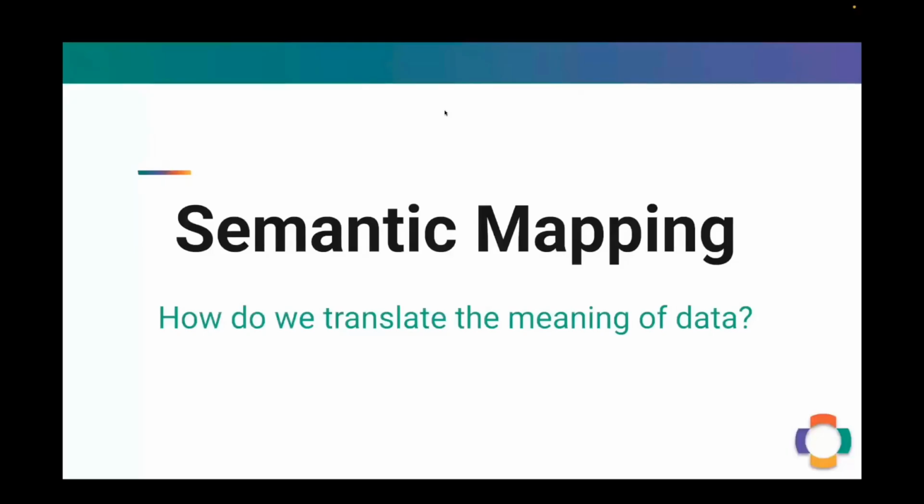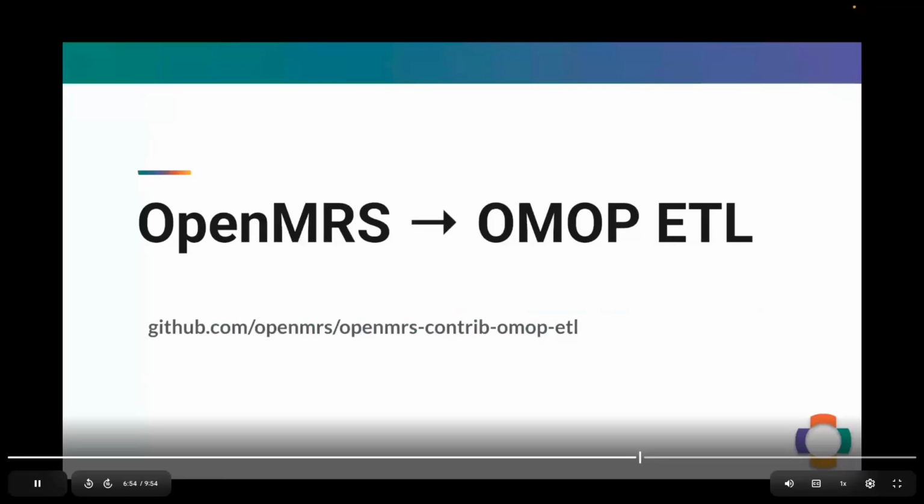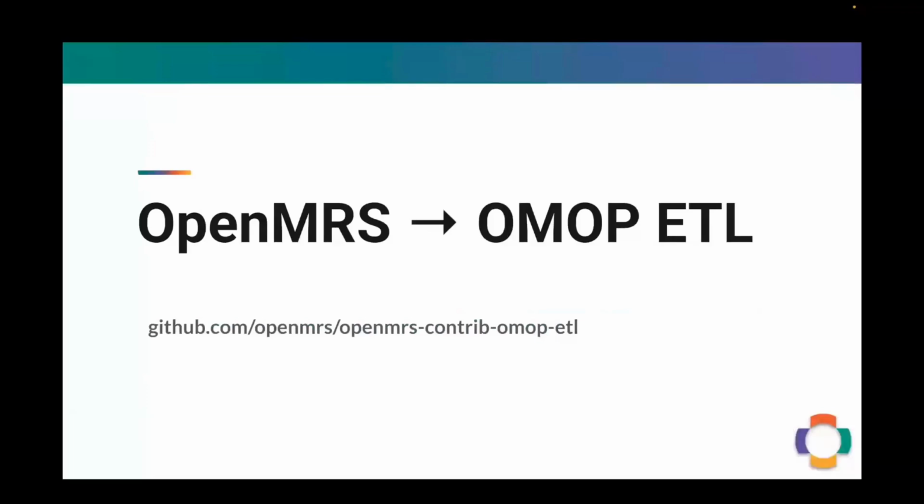So this ensures that tools like Achilles understand it, that tools like Atlas can run cohorts, and DQD can run data quality checks. Without this semantic mapping part, these tools cannot interpret the data correctly. By solving these two problems, we introduced this OpenMRS to OMOP ETL. We built a custom ETL that works with any OpenMRS implementation.